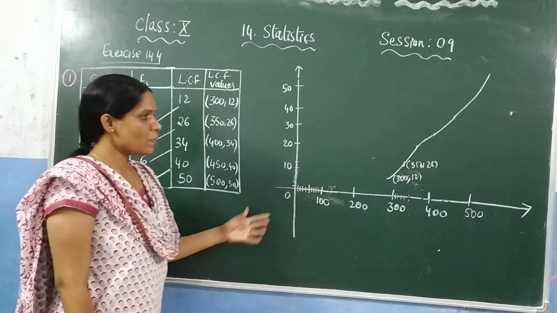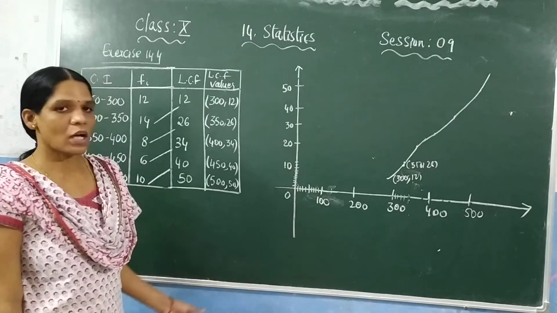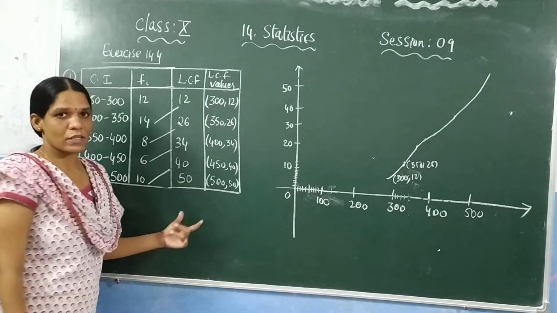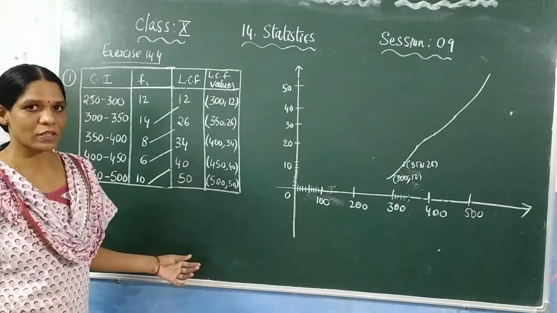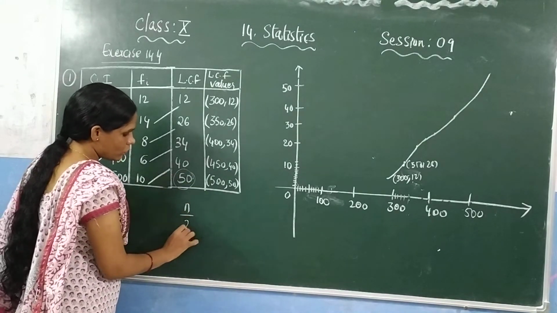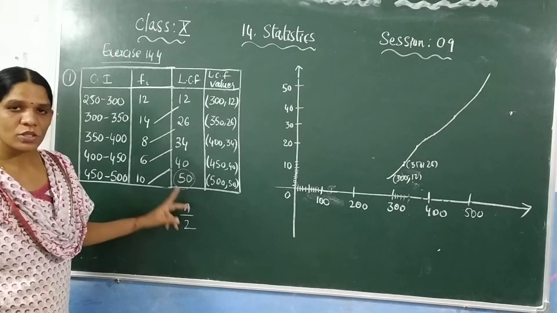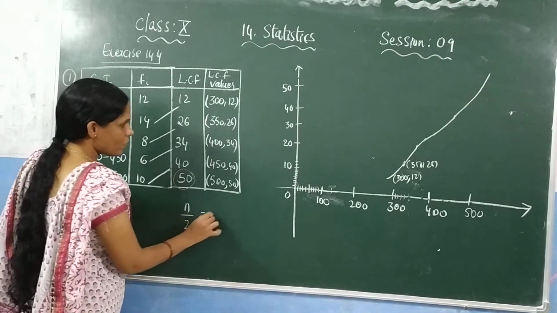And suppose based on this graph they ask to find the median. Then how do you find the median? In this question they did not ask, but if they ask, then you need to find the value of n by 2. N is nothing but the number of observations, in this case 50. So 50 by 2 gives you 25, right?